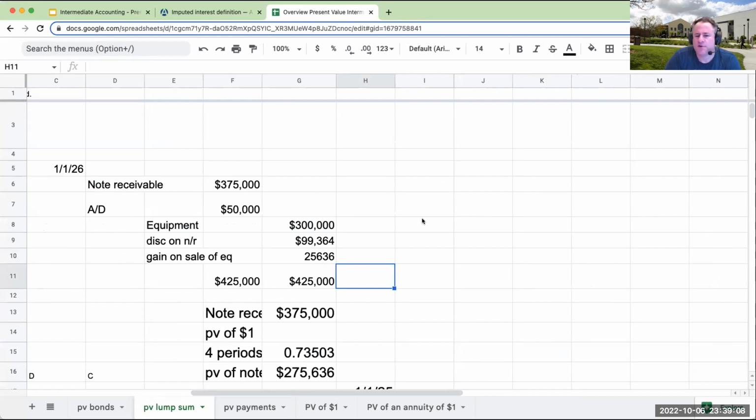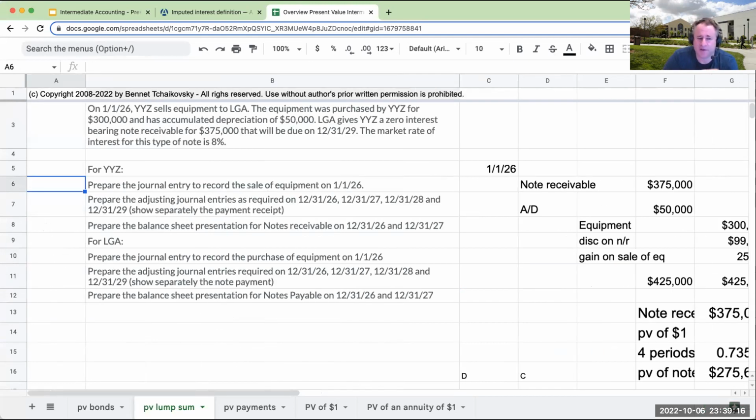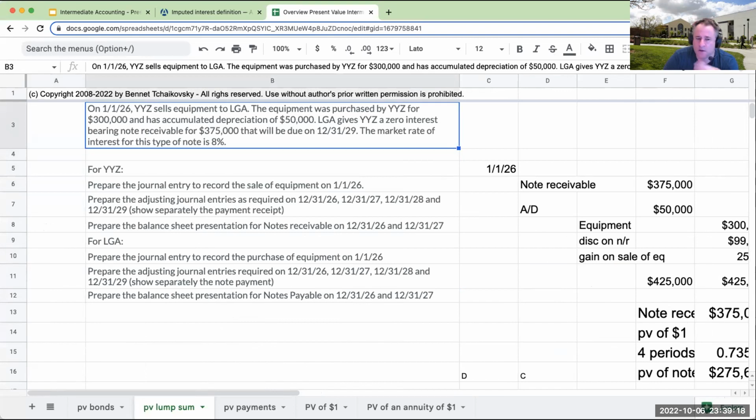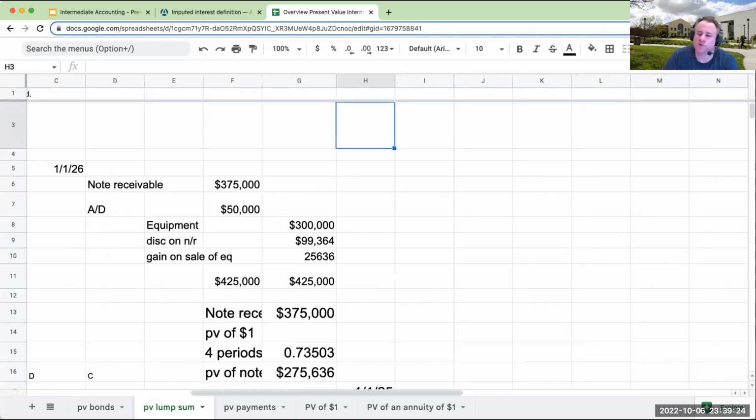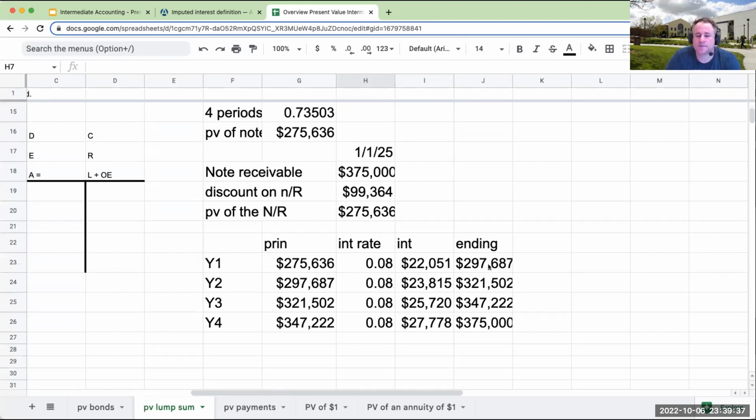So again, it's a zero interest bearing note. In terms of cash, I'm not going to be receiving anything until the end of 2029. That's when the $375,000 is going to be paid to me. But as time goes on, I'm really earning interest in the form of this discount on notes receivable. So every single year, what I'm going to need to do, let's think about this.